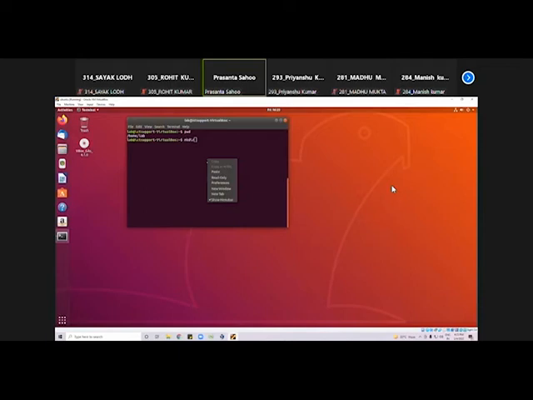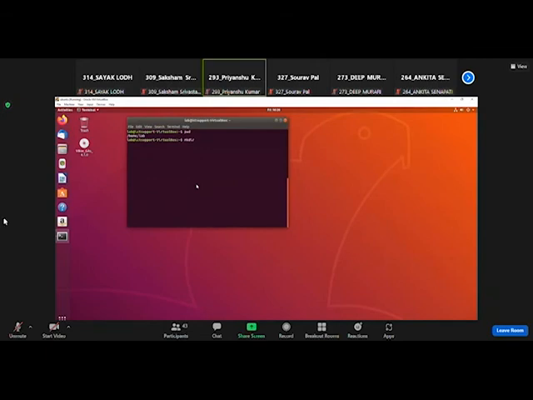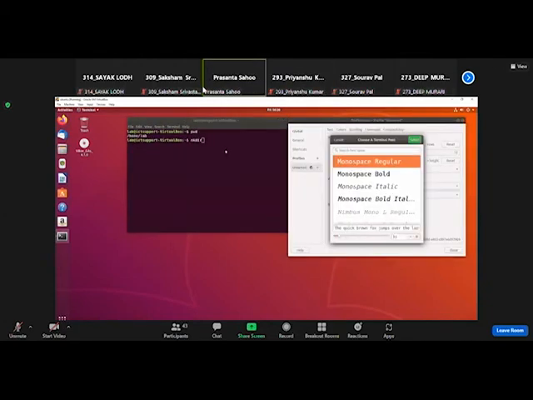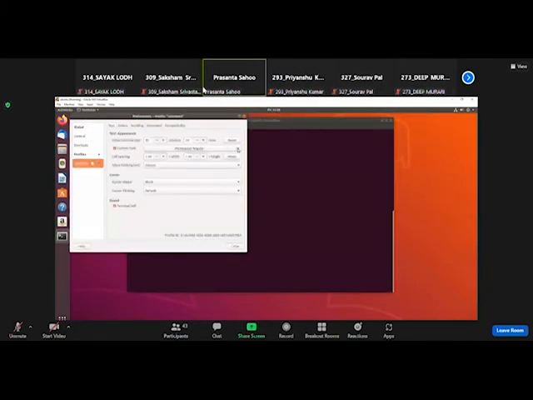In the terminal, just enable the custom font, then the size can be modified. Even the font type can be modified.